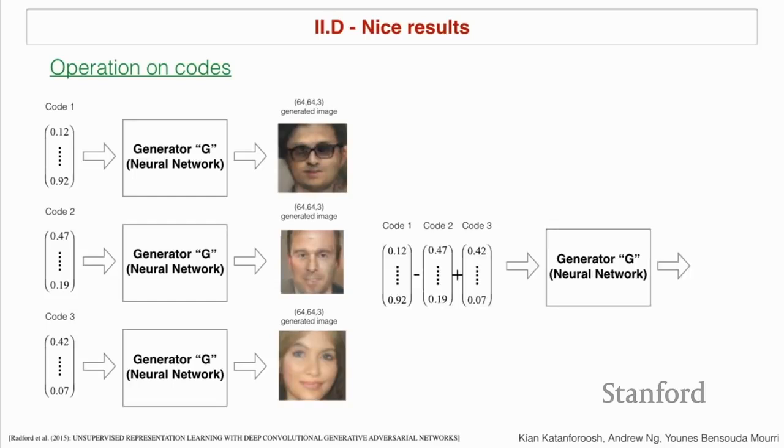The fun part is if you take code 1 minus code 2 plus code 3, so basically image of a man with glasses minus image of a man plus image of a woman will give you an image of a woman with glasses. So this is interesting because it means that linear operations in the latent space of codes have impact directly on the image space.